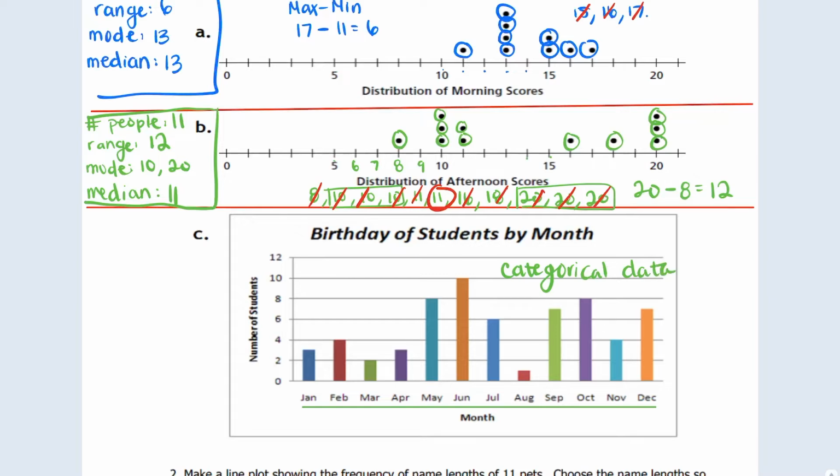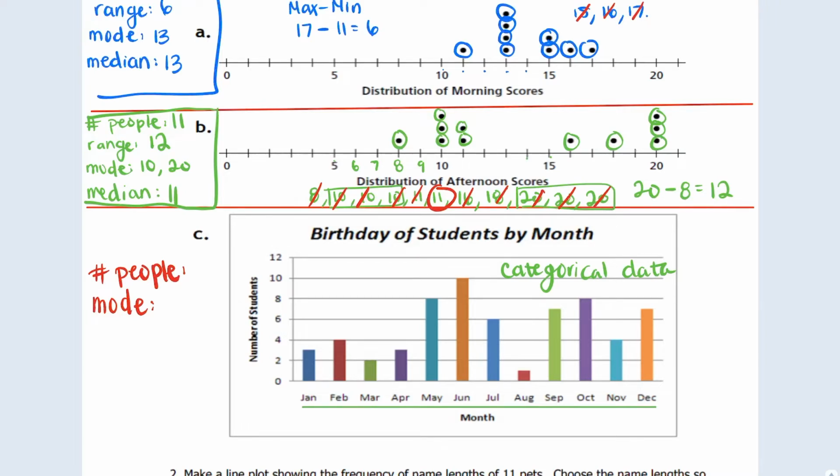Okay. Now with categorical data, it is very hard to find a median and a range, but what's very common for categorical data is we can definitely find a mode here. So we are not going to be finding a median or a range because there's really no way to do that because we don't have numbers, we have months. Okay, then the other thing that you can tell me about this graph, well, how many people?